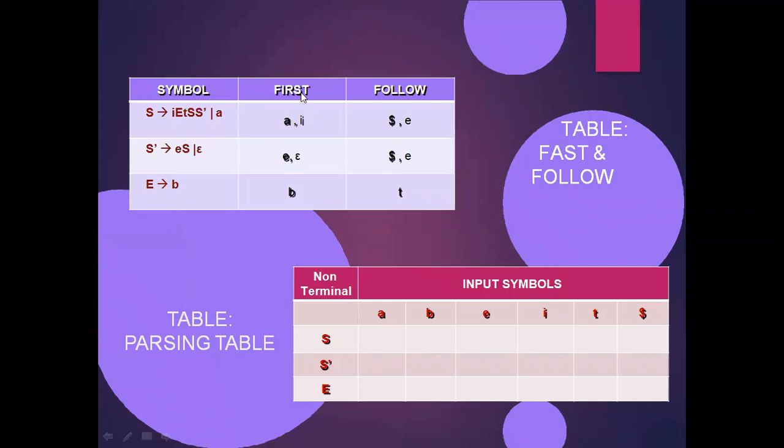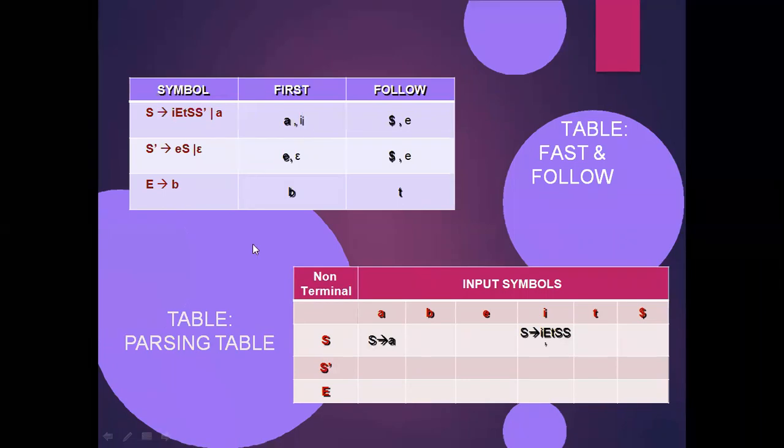What it means is, here, first of S is A comma I. In the place of input symbol A, I am placing S tends to A, because it has an individual production, S tends to A. And in the place of input symbol I, I am placing S tends to I E T S S dash. Why? Because for the input symbol I, this individual production is suitable. So directly I am placing that rule at input symbol I.